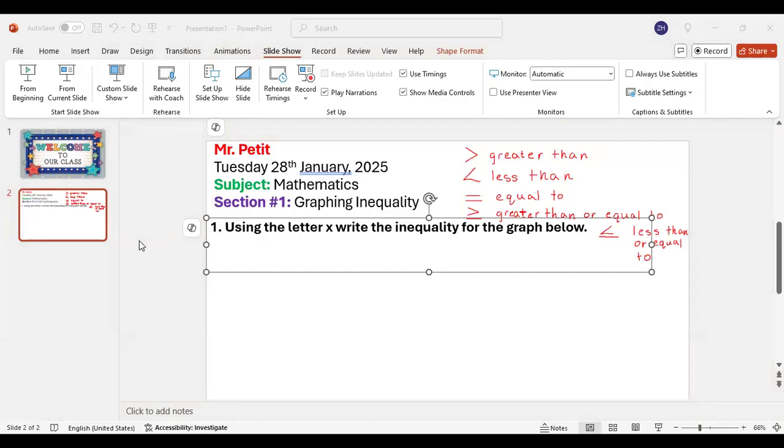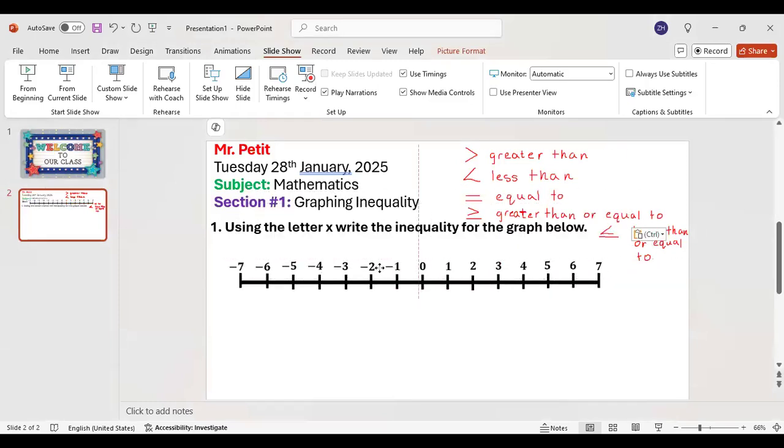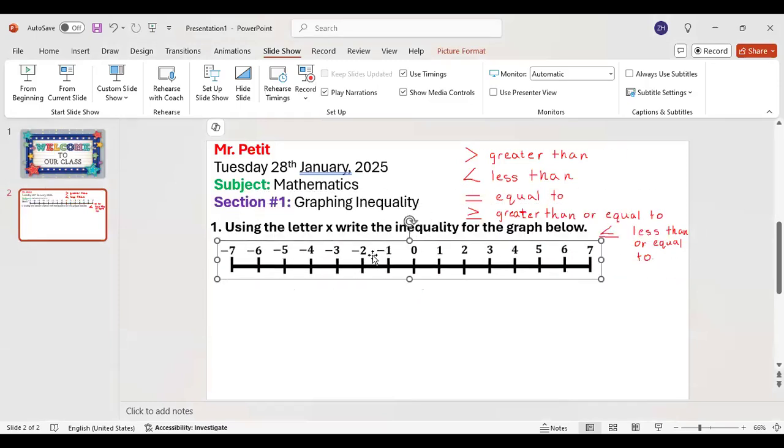Now this straight line that you draw, let me see if we can get it. I just want the image, the line. Let's do this. You want to draw a straight line, and the straight line is basically the number line. So this is our number line that we have.